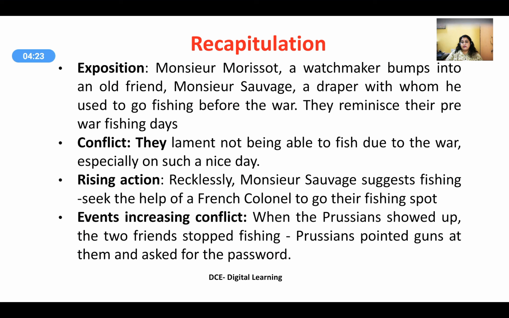Events increasing conflict. There are other events which add to the rising action and conflict. The two friends take the password from the French colonel, cross the countryside and go to their old fishing spot in occupied territory, and they start fishing peacefully. But all good things do come to an end. When the Prussians, that is the enemy soldiers, showed up, the two friends stopped fishing. The Prussians pointed guns at them and asked for the password. So these are all the events which increase the conflict.